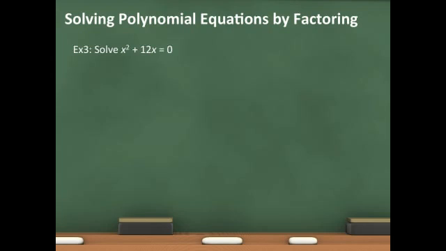Recall that step 1 is to make sure the equation is written in standard form. Since this equation is set equal to 0, this step has already been done. Next we do step 2, which is to factor. Since we now have a polynomial with two terms, we want to use a factoring technique that applies to two terms. For this we can use the greatest common factor, GCF. We see that the variable x is common to both terms, so we factor it out. This will give you x times the binomial x plus 12, which is still equal to 0.